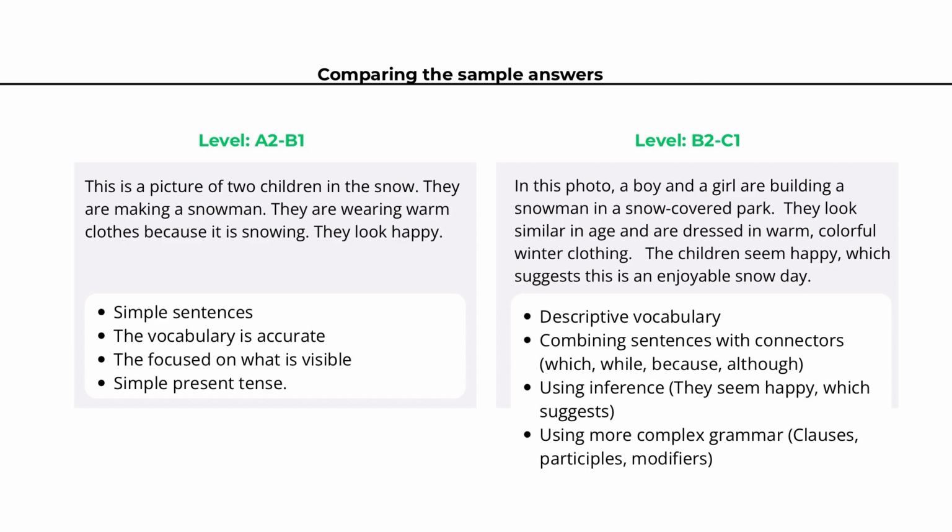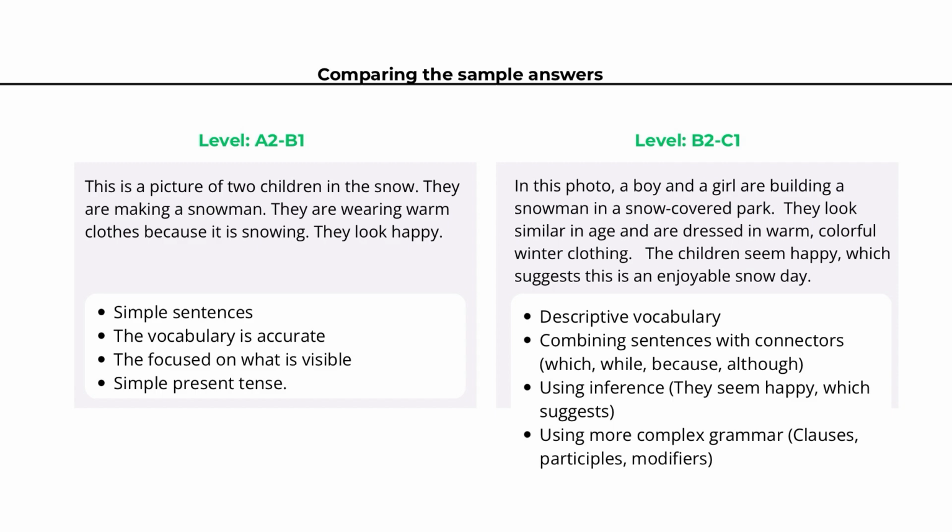Okay, so let's compare our answers. The one on the left, I think it would be about an A2 to B1, and it's using short, simple sentences. It's focusing on what is directly visible in the image. The grammar, it's mostly simple present. The vocabulary is fairly basic, but you know what? It's accurate. In this one, we didn't use a lot of inference. That's completely appropriate. It's perfectly fine to just describe what you see.